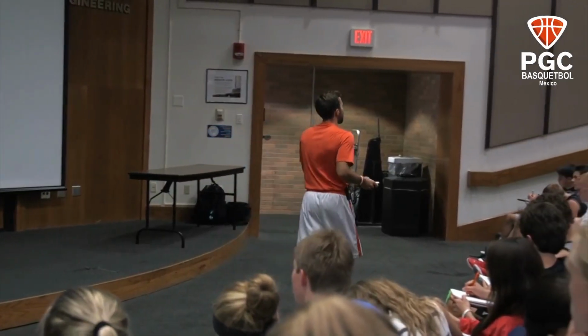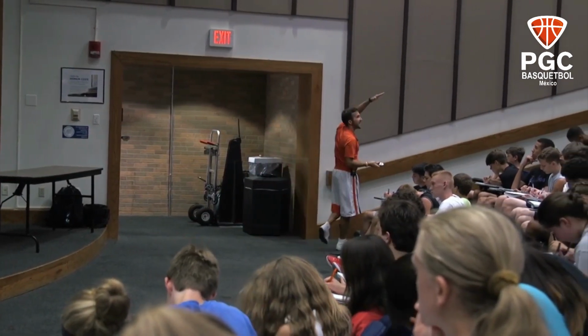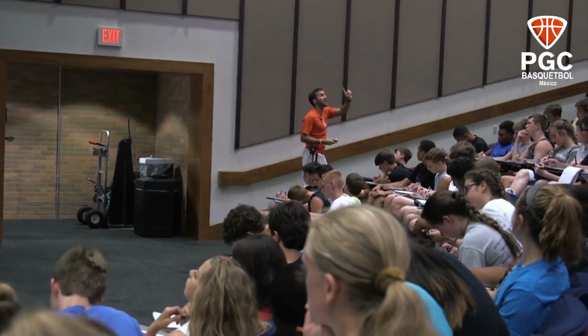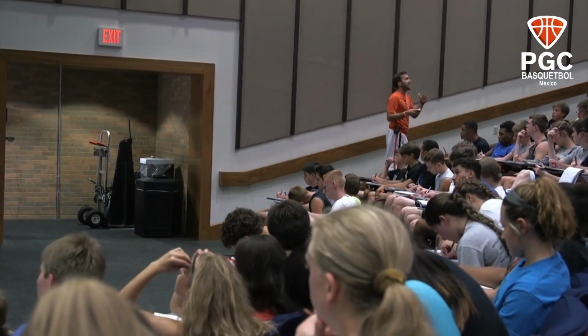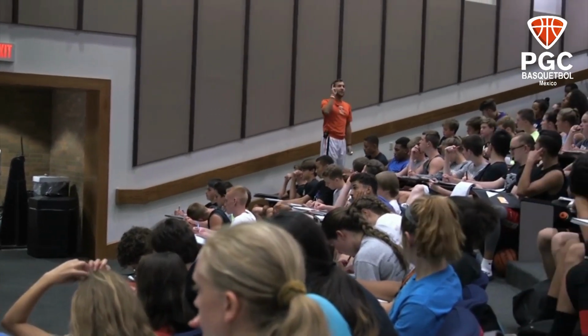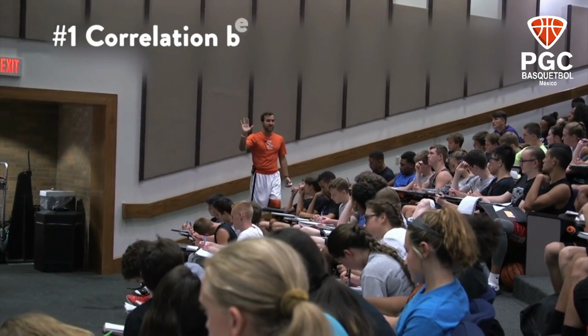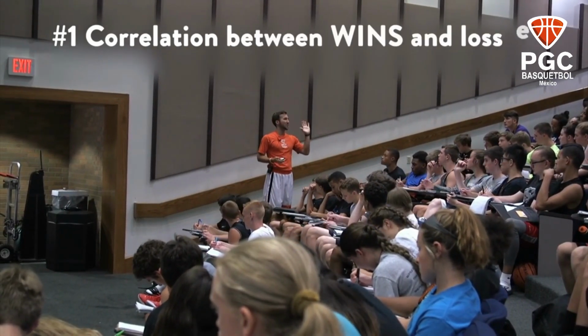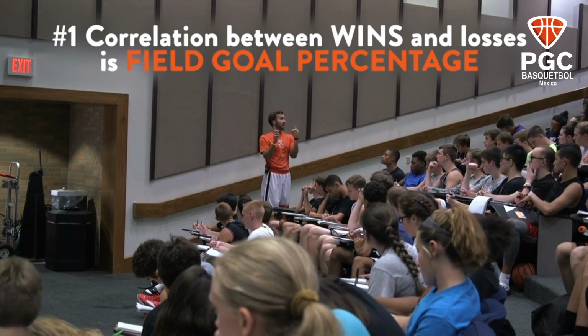And if we took all the NCAA games and put them in a big stream of data, there are a lot of things like rebounding and defensive stats that indicate wins and losses. But the number one correlation between wins and losses is field goal percentage. There is nothing that correlates more strongly with winning than field goal percentage.